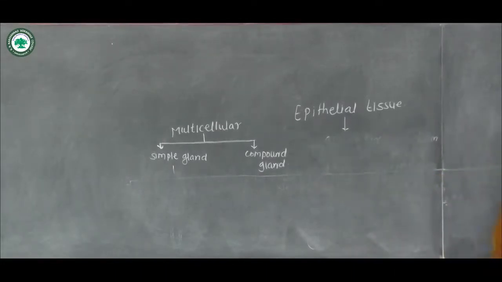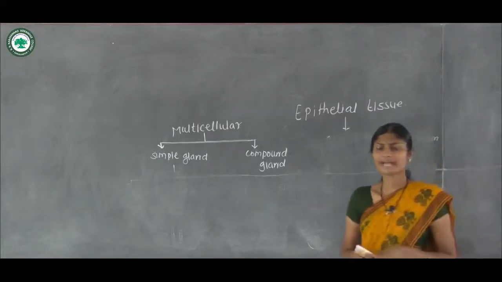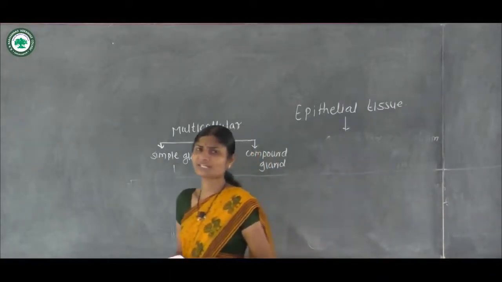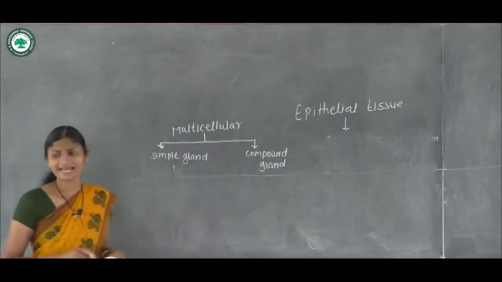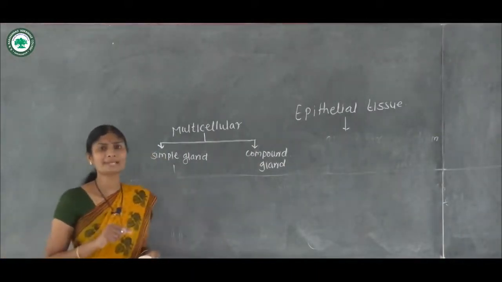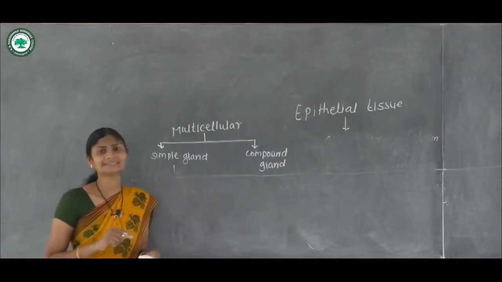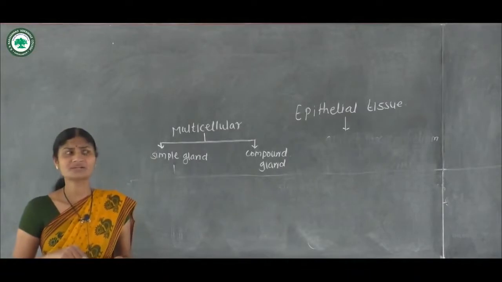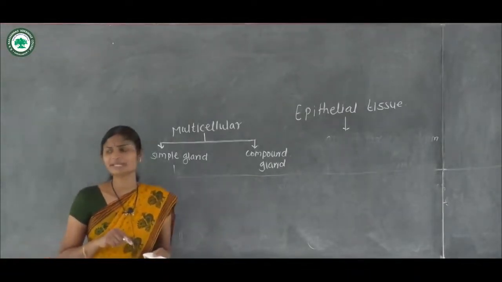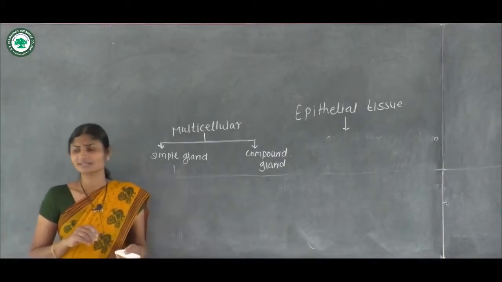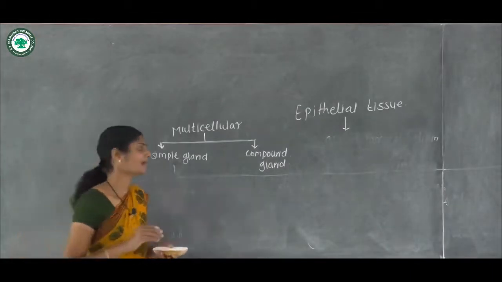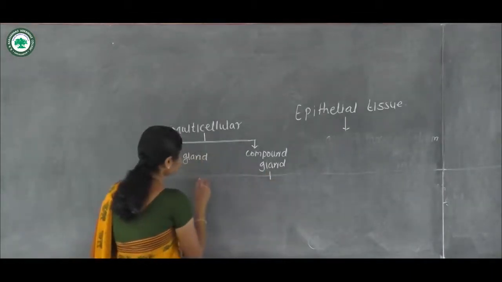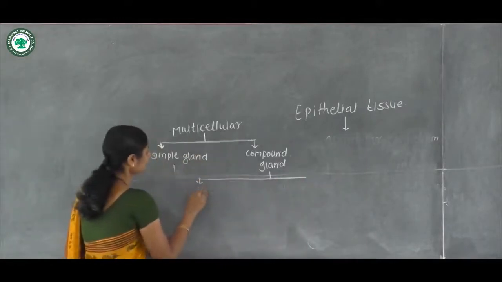These glands are complex in structure, and the ducts are branched, and many secretory cells are present in the compound gland. Compound glands are complex in structure, and these secretory ducts are branched and have many secretory units. These compound glands are again divided into different parts. First type is compound tubular gland.